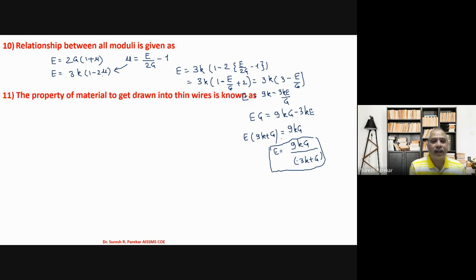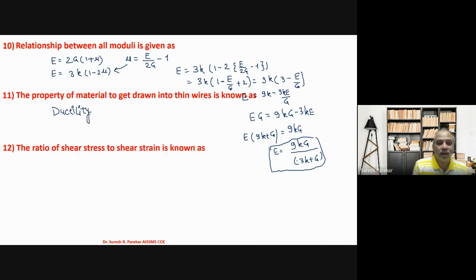Then the property of material to get drawn into thin wires is known as ductility. Ductility. Then we have the last question: the ratio of shear stress to shear strain is known as.